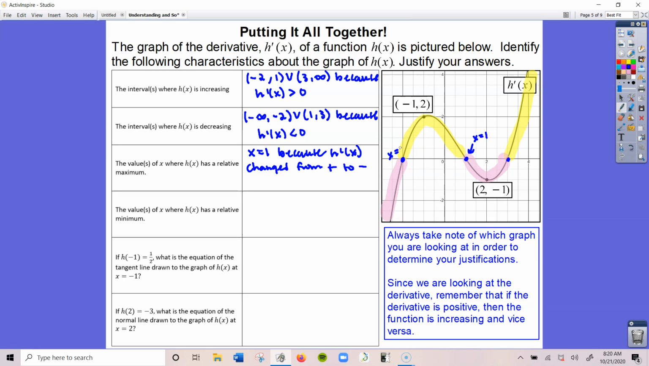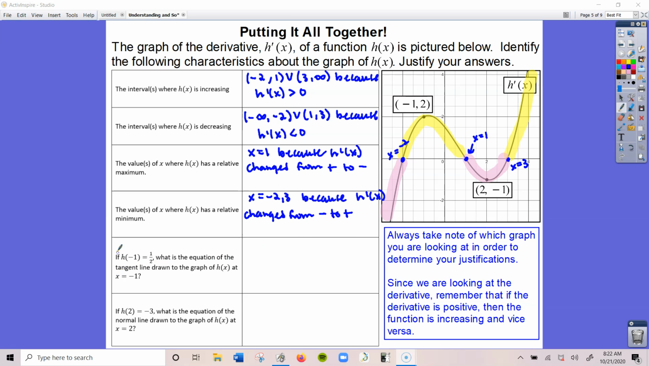And this is x is equal to negative 2, and this is x is equal to 3. So we have two relative minimums at x is equal to negative 2 and 3, and we would state because h prime of x changes from negative to positive.